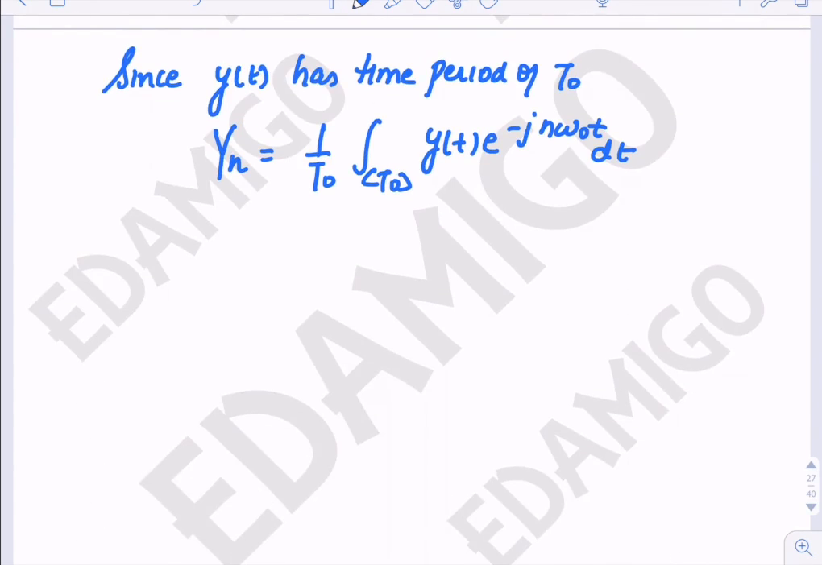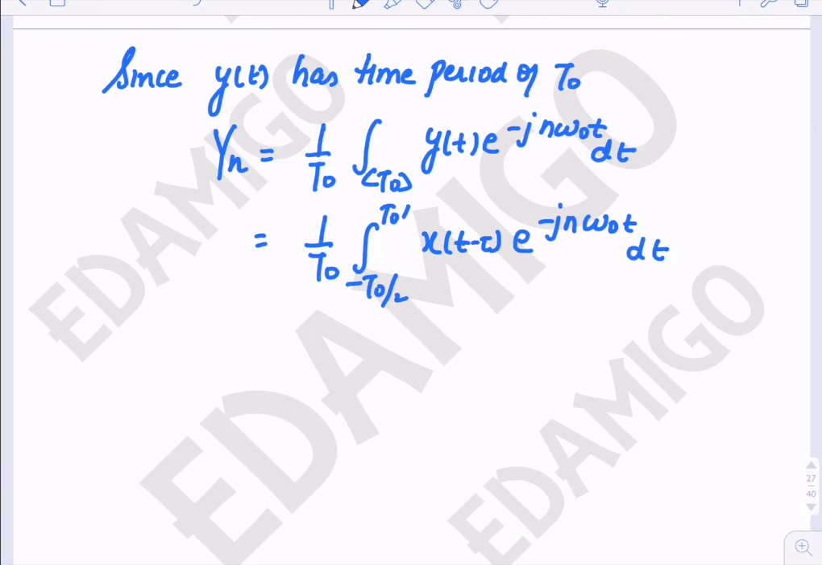Now let us replace y(t) here. 1 upon time period, integration over time period, x of t minus tau, e to power minus j n omega naught t dt. Now let us say that the time period is minus T naught by 2 to T naught by 2, I am integrating. Let us say t minus tau is equal to alpha.